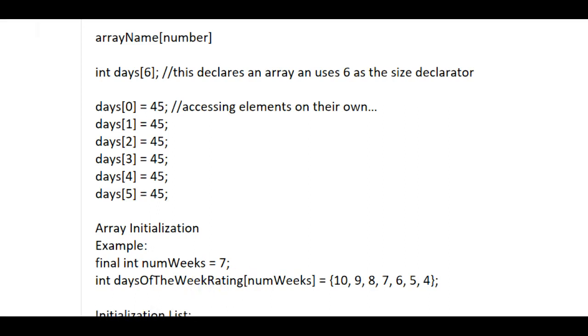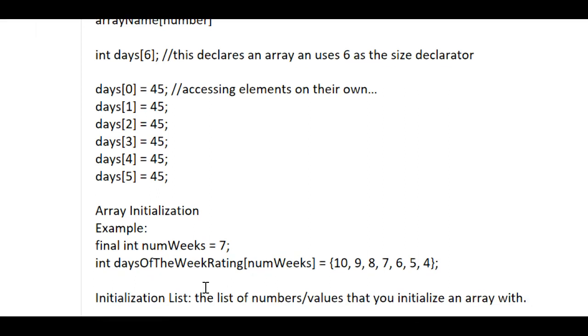So an initialization list is a list of numbers, or really values, that you initialize an array with. The values are entered in the array in the order that they are entered in the initialization list.